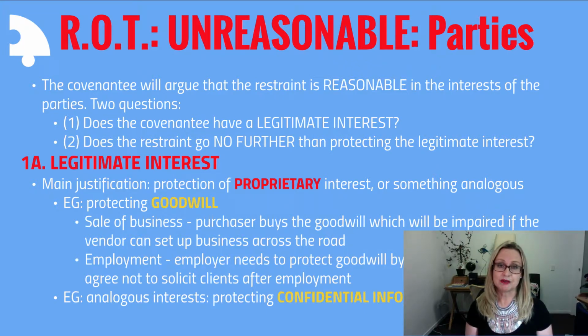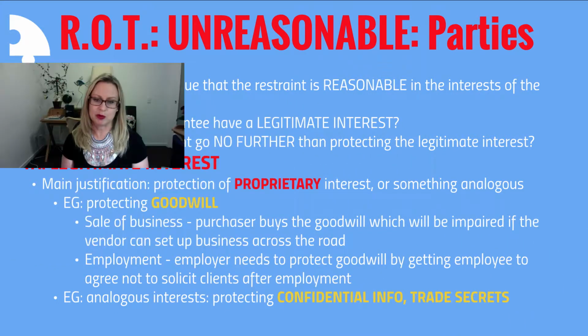So turning to the question of legitimate interest, the main justification here is that there's something of a proprietary nature that you're trying to protect. You're trying to put some contractual terms around something to shield it from damage or loss or injury from the other party's conduct. Either it'll be proprietary interest, as I said, or something analogous to property. So you can see down the bottom there, confidential information, trade secrets, all of that kind of thing will be considered analogous to a proprietary interest.